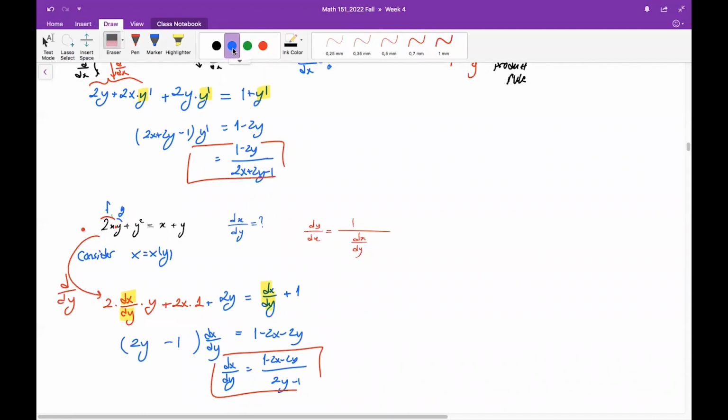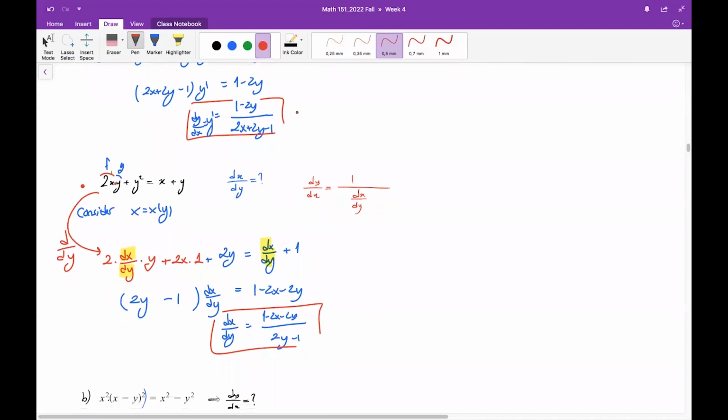Let me write this as dy over dx. This is just different notation for y prime, or dy over dx, the same thing. Now compare these two, please. What is the relation? You notice the relation, right? One of them is the reverse of the other one. Is that correct? So if you compare, we find that dy over dx is 1 over dx over dy.